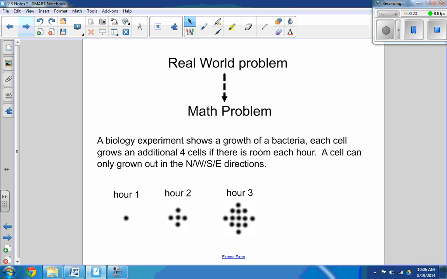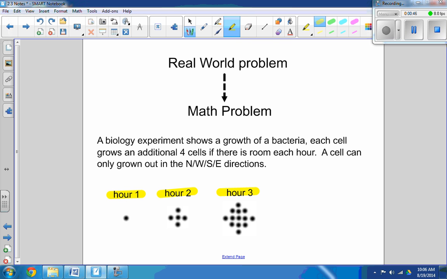A biology experiment shows a growth of a bacteria. Each cell grows an additional 4 cells if there is room each hour. A cell can only grow out in the northwest, southeast directions. So here we've got hour 1, hour 2, hour 3.